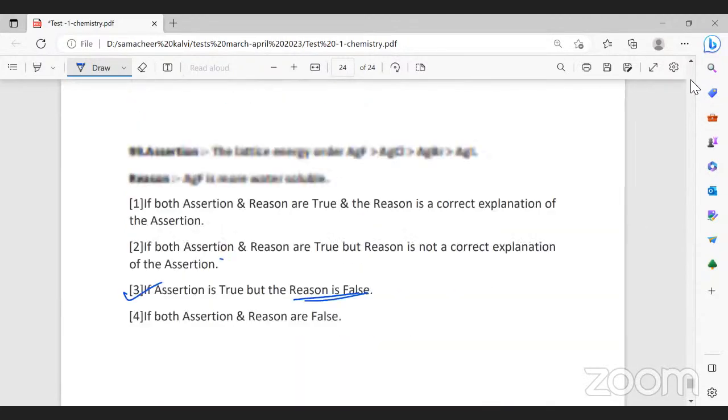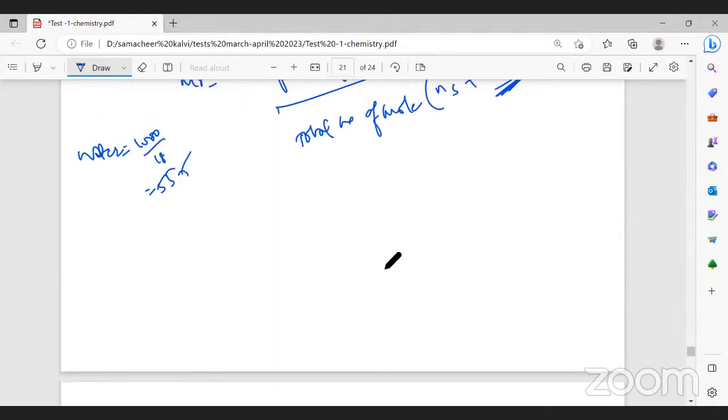So we are done with this one test paper. A lot of questions we have learned. We'll continue the next test paper in the next class.